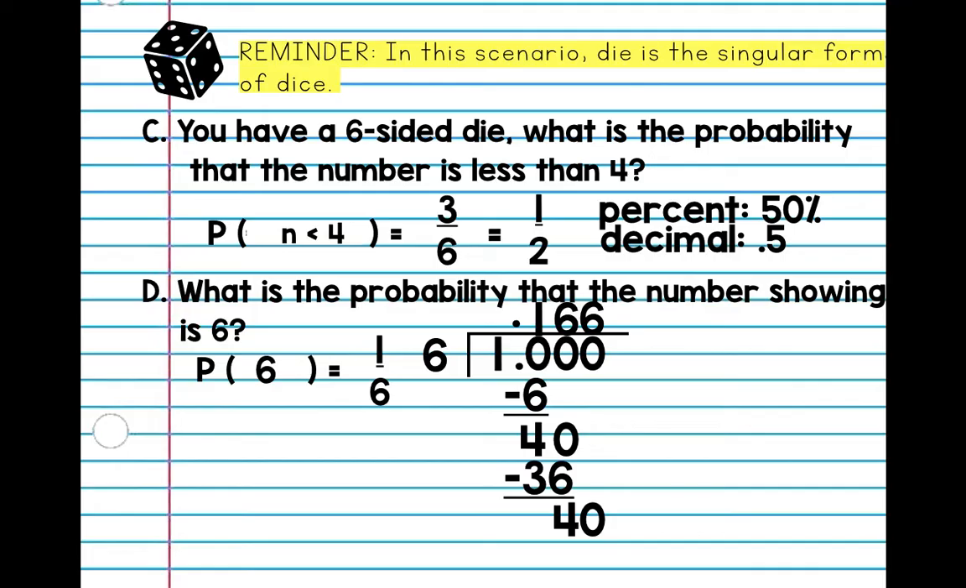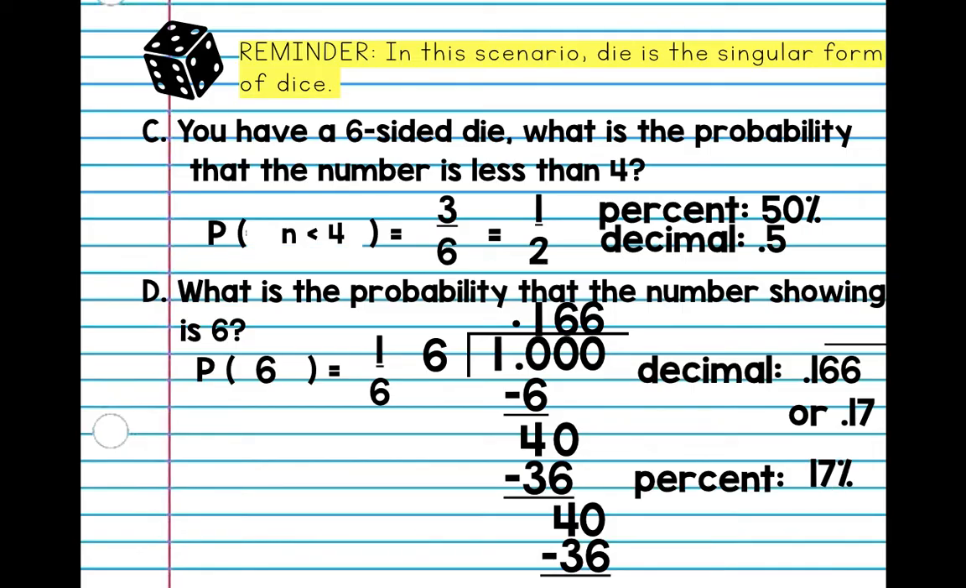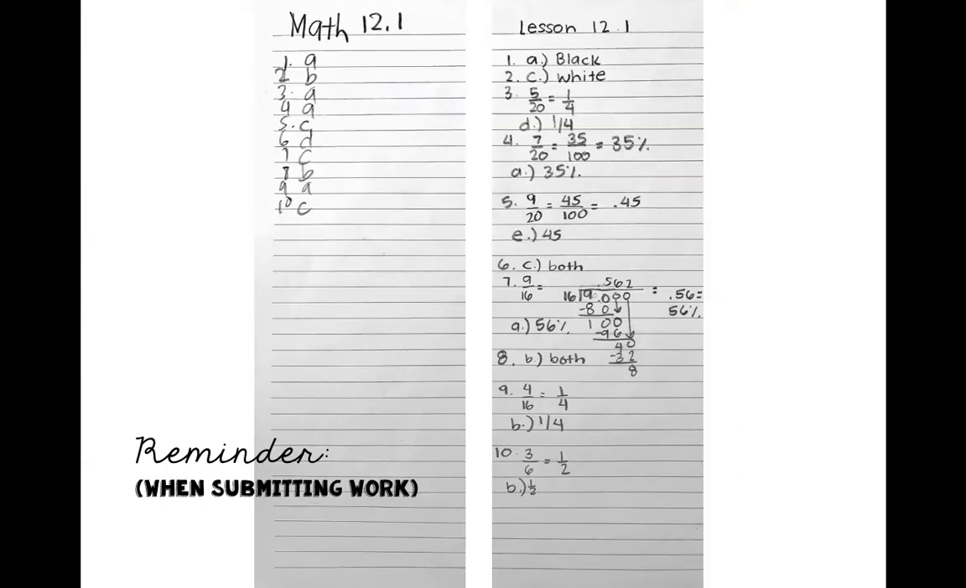Okay, so we have a pattern. We know it's going to be 0.1666 all the way. For that, we can put 0.16 with a line over the 6, or we can just round this one up, which I prefer, to make it 0.17. Our percent is 17%. And there you have it, kids. That is how you find probability.